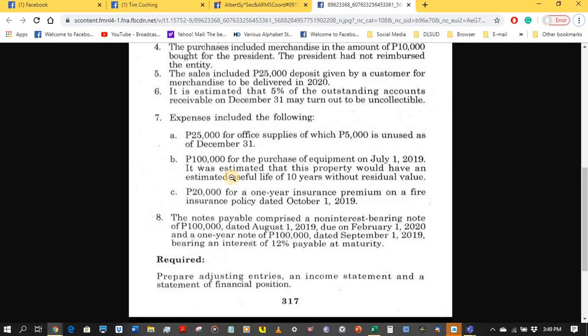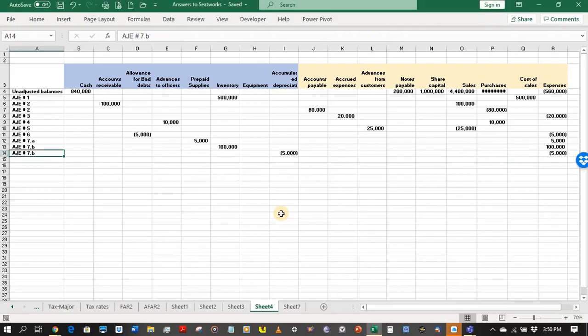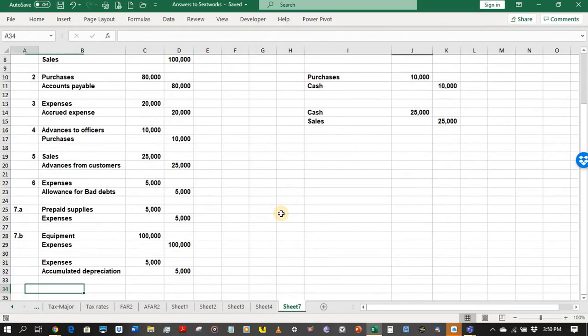So since ang policy started October 1, 2019, so 3 months pa lang ang na-expire by December 31, 2019. So 3 months lang din dapat ang i-expense natin. Then yung the rest na 9 months, dapat hindi pa yung expense. So i-asset muna natin yun. So how do we adjust? So 7C.